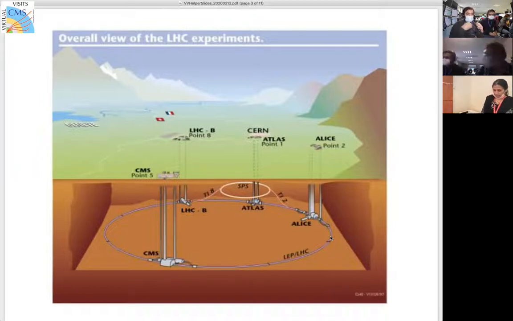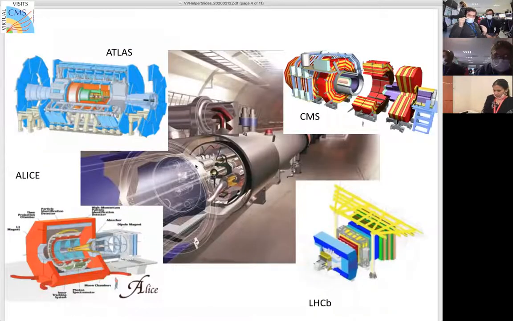And then we collide these particles at four points. So there are four experiments. We have two beams, one going in the clockwise direction and the other in the counterclockwise direction, and then at four points these beams are collided together. In the center you can see the photo of the accelerator, with the two tubes inside. This is a very marvelous machine.